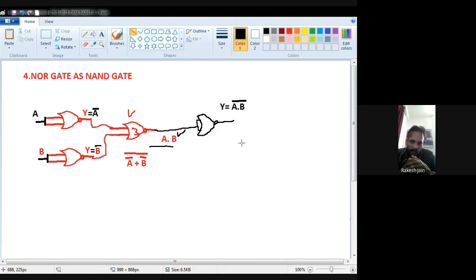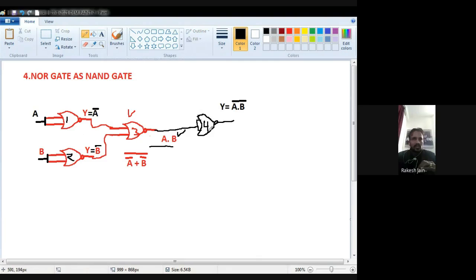Now I use here a fourth NOR gate which behaves as a NOT gate. So the output of this fourth NOR gate will be the complement of the input. So input is A dot B. So the output will be A dot B having a bar. And I know that this total circuitry, this output is of NAND gate.